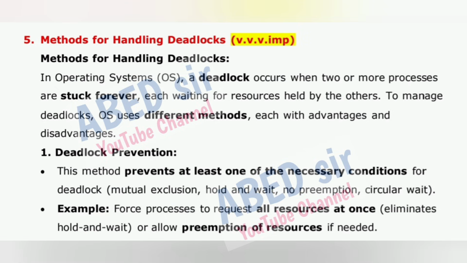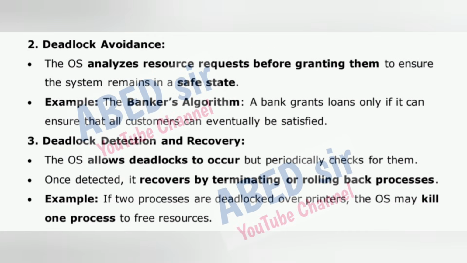1. Deadlock prevention. This method prevents at least one of the necessary conditions for deadlock: mutual exclusion, hold and wait, no preemption, circular wait. Example: force processes to request all resources at once, which eliminates hold and wait, or allow preemption of resources if needed. 2. Deadlock avoidance. The OS analyzes resource requests before granting them to ensure the system remains in a safe state.